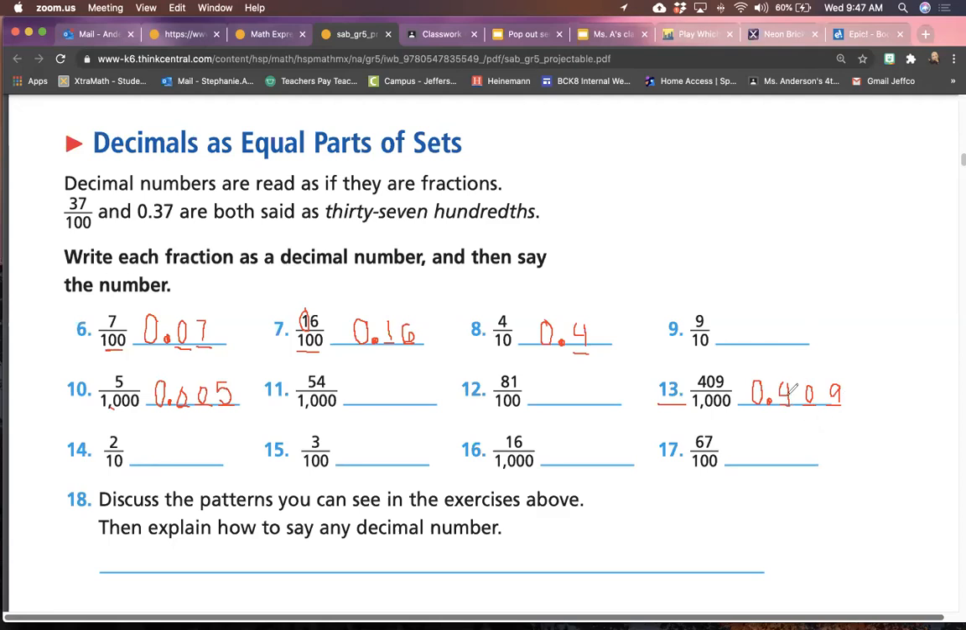I have 409, and this is my last place value, thousandths. Do you guys see how that works? So you want your last number to stop at whatever place value you're reading.